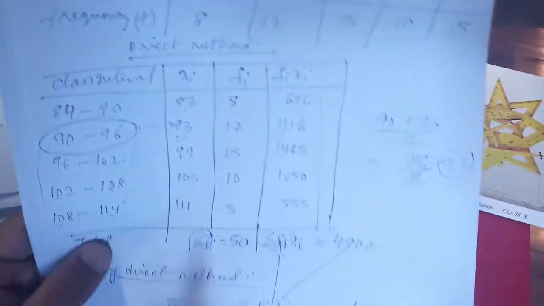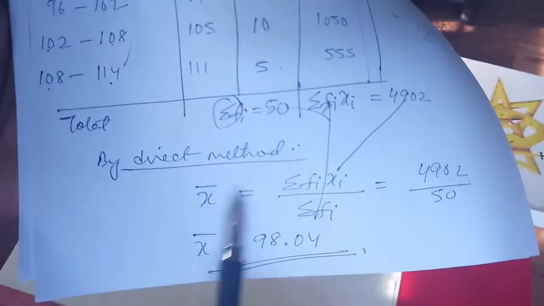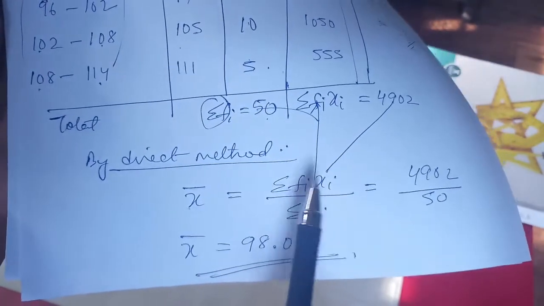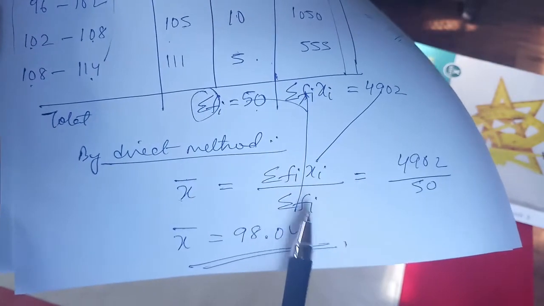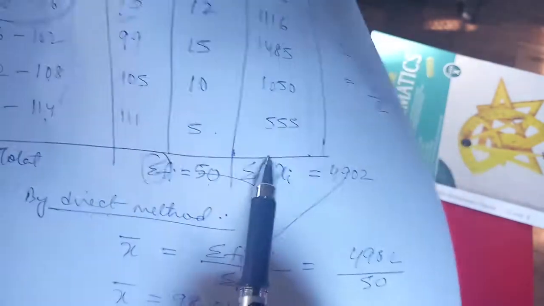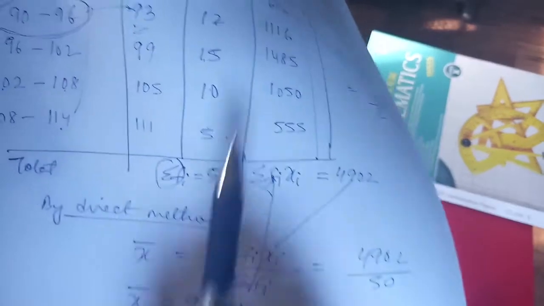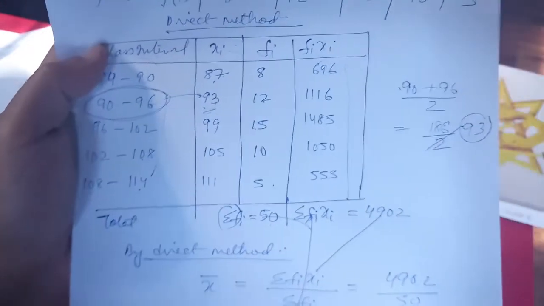Okay. So the formula for the direct method is very easy. You just have to find the mean: summation fi xi divided by summation fi. Whatever you have added, the total sum, you have to divide by the total frequency. So all the direct method problems will be similar to this.